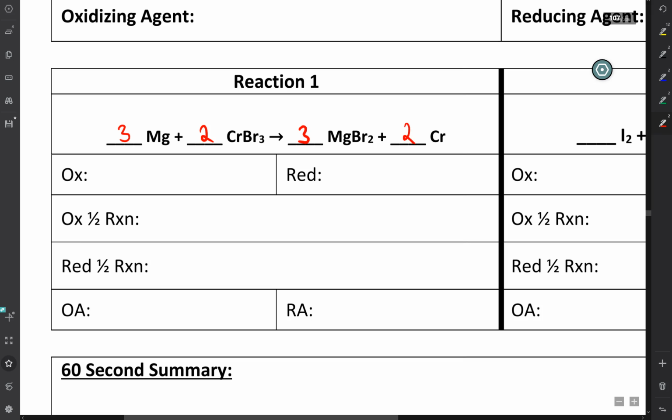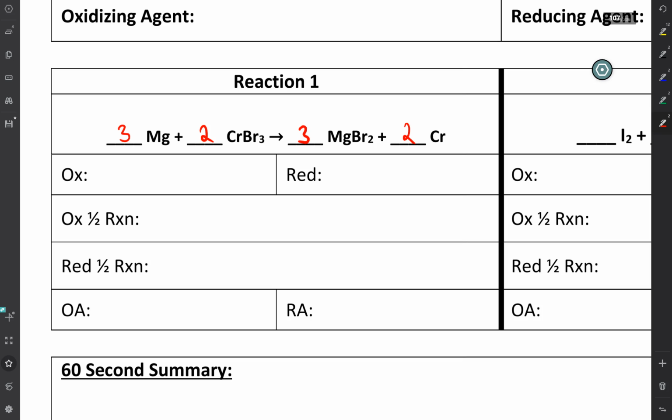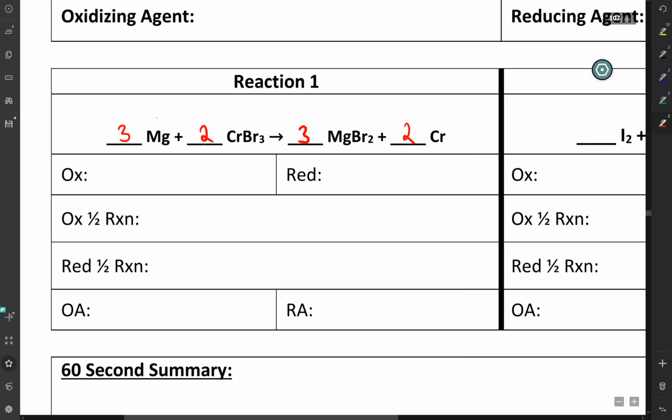Okay, so let's get into the stuff that we've talked about today. We know the first part is assigning an oxidation number to every element present on both sides of the equation. Magnesium is by itself, so it gets 0. Chromium is a transition metal. It's got many different possible charges. Bromine, when it forms an ion, the bromide ion always has a charge of -1. Since I had 3 bromide ions present, that means that chromium must have a charge of +3.